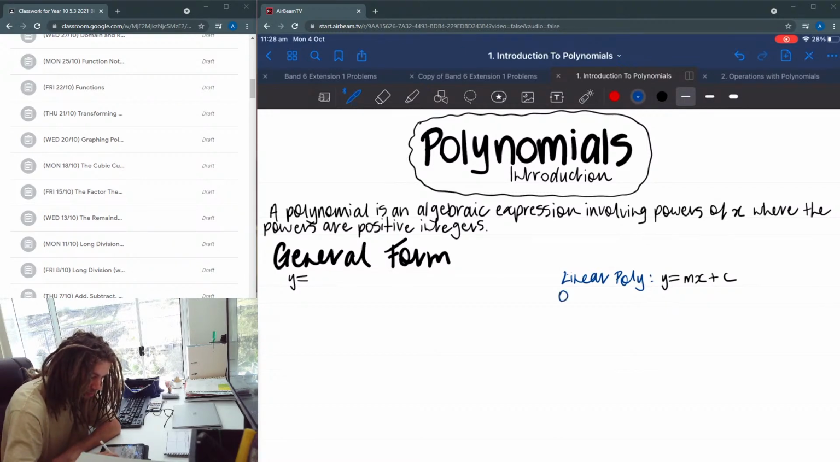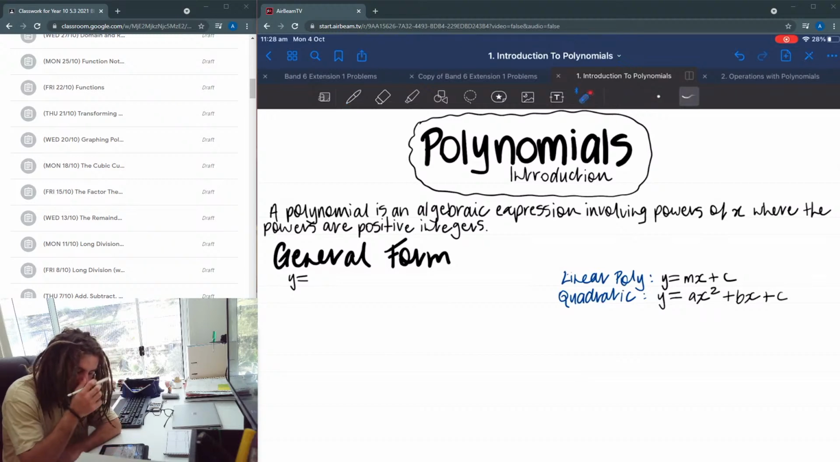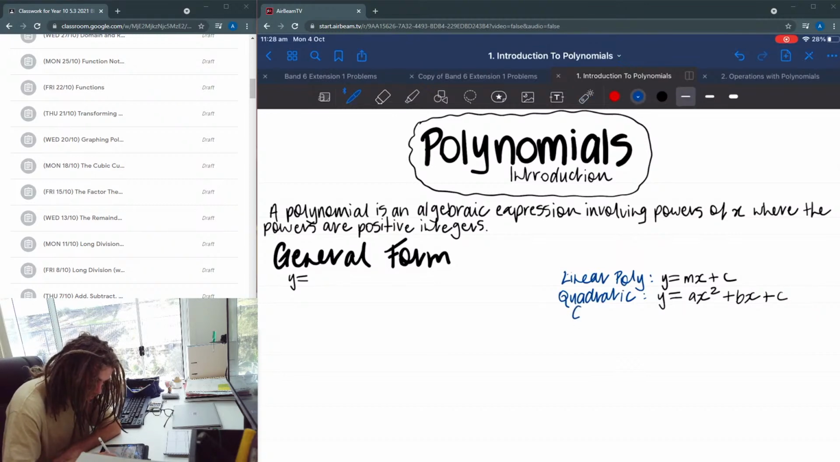And then we looked at quadratics, so a quadratic polynomial, and that looks like y equals, and we said ax squared plus bx plus c. You'll notice that the highest power is 2, but I could also have an x to the power of 1, and you know that's kind of like an x to the power of 0. So they kind of decrease. Now a cubic.